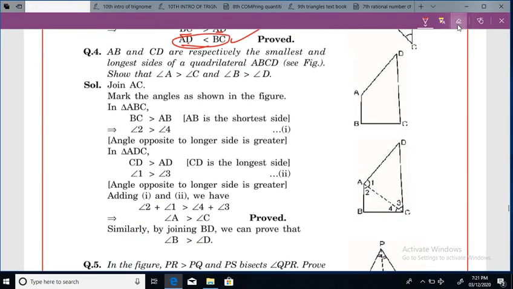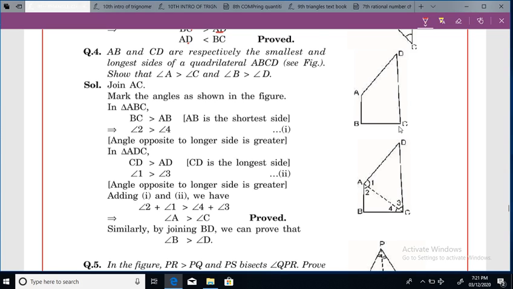Fourth question. The fourth question is an important question. AB and CD are respectively the smallest and longest side of the quadrilateral ABCD. Show that angle A is greater than angle C, and angle B is greater than angle D.